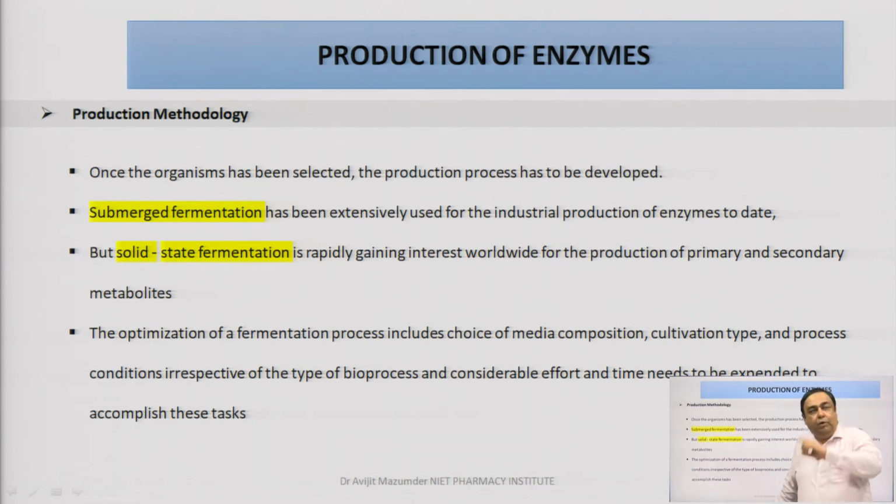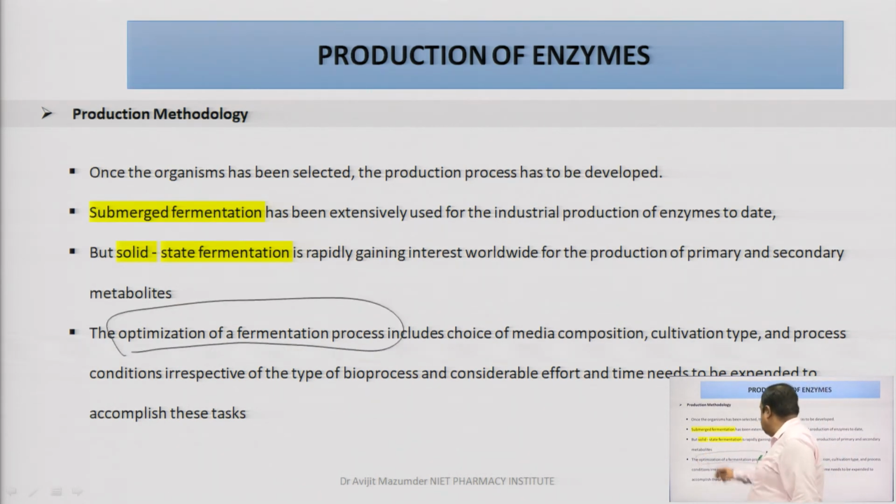Now, the major task you have to do is optimize the fermentation process. Optimization of the fermentation process is a very important parameter which you have to study at this particular step. What are they? First is choice of media composition. What should be the amount of carbon material present? What should be the proportion of nitrogenous material, isotonic agent?